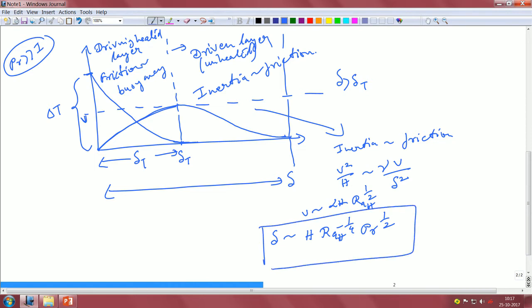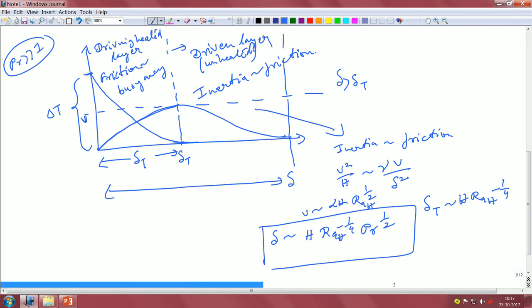So, imagine this, what was your delta T per se? Delta T was H into Ra_H to the power of minus 1/4, that was your delta T. So, basically the length scale is still H into Ra_H to the power of minus 1/4, it is just that you have added a stretching factor with respect to the Prandtl number.